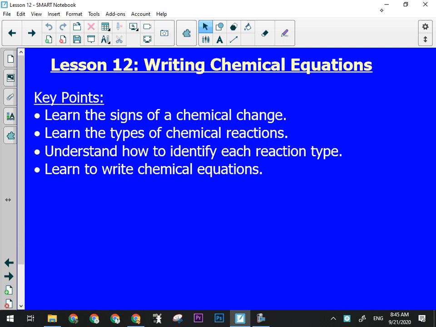Okay, change in temperature is one. Delta, by the way, means change. So if you see me draw a triangle, that's delta, the Greek letter D, and it means change in science. So if you ever see a triangle, that's what that means. Okay, temperature change. What else? Color change. Precipitate being formed.